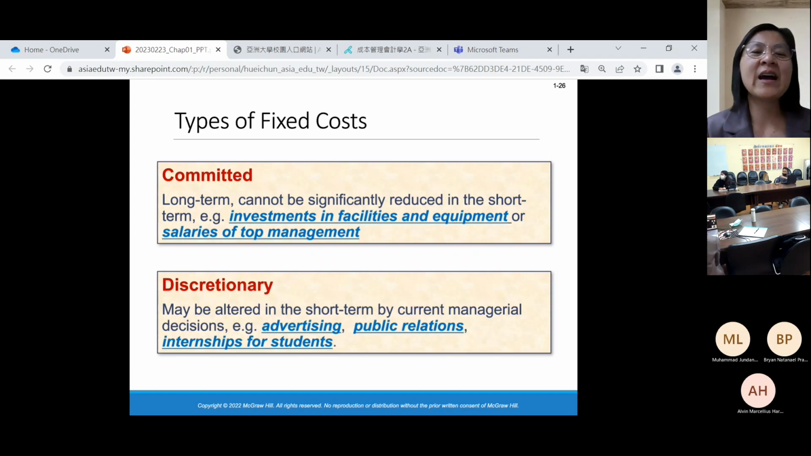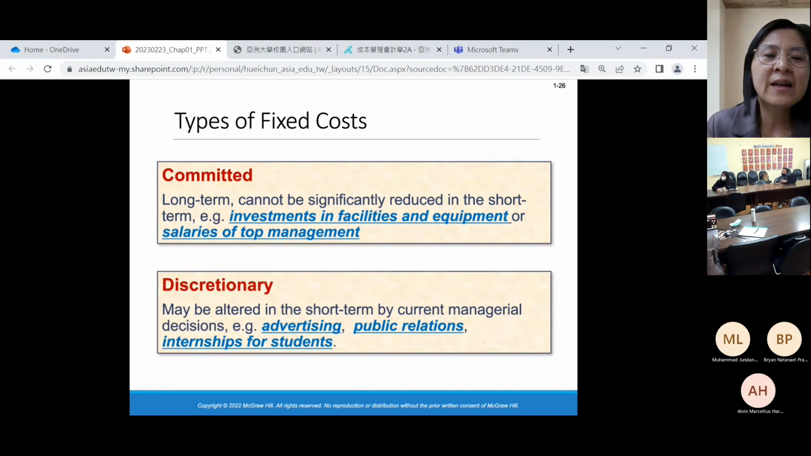Here are the types of fixed cost. There are two different kinds of fixed costs: one is committed and the other one is discretionary. The committed fixed cost is long-term and cannot be significantly reduced in the short run. For example, the investment in facilities and equipment is long-term. Once you invest, you cannot change. If you are planning to build a building, you cannot say no next month. So it's a long-term committed expense.